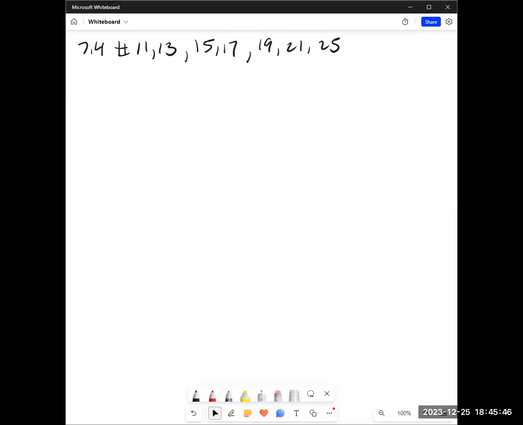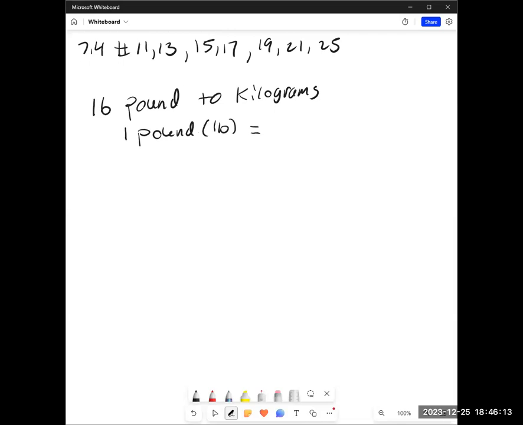And it tells us to convert the quantity to the indicated units. So it says 16 pounds to kilograms. And we're told that 1 pound, the abbreviation for pound is LB, equals 0.45 kilograms. And the abbreviation for kilogram is kg.